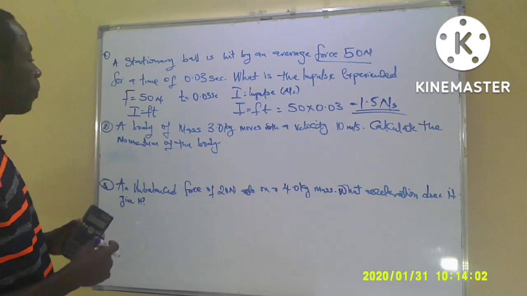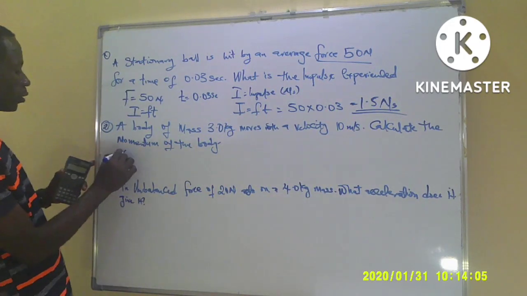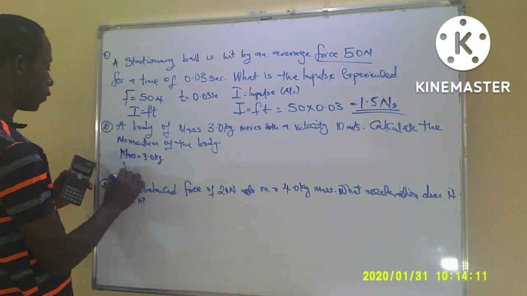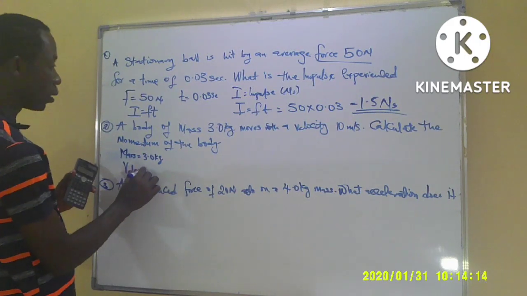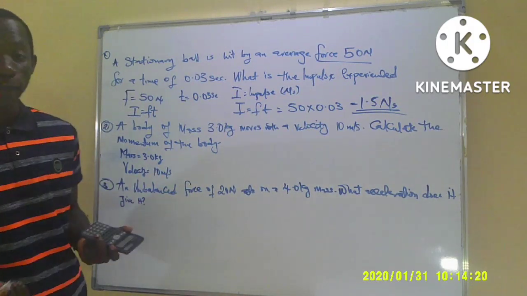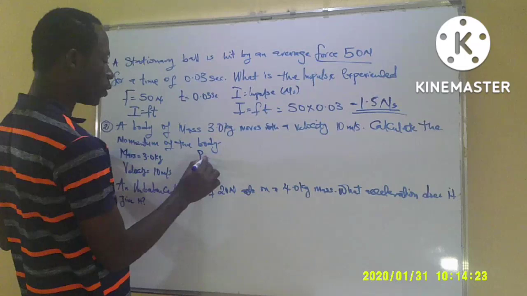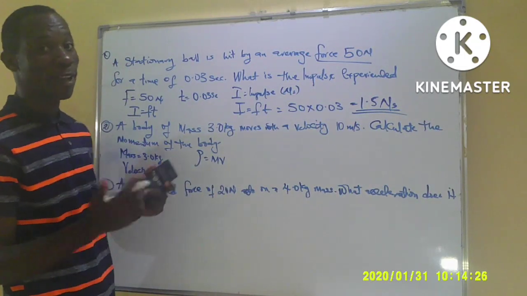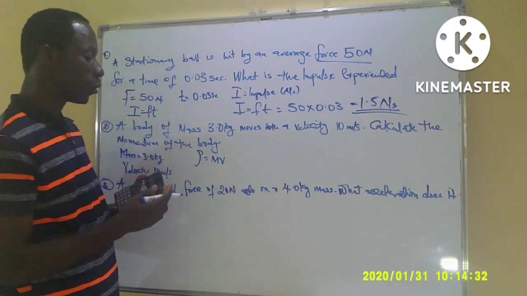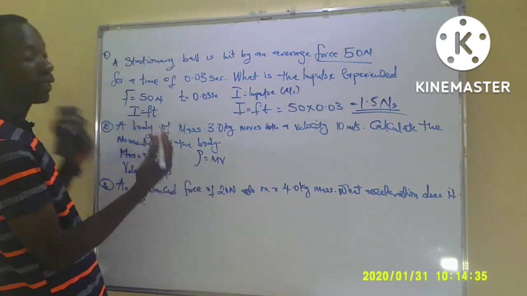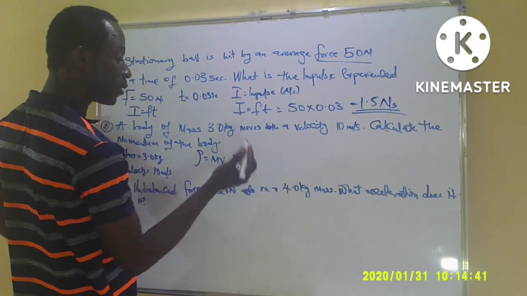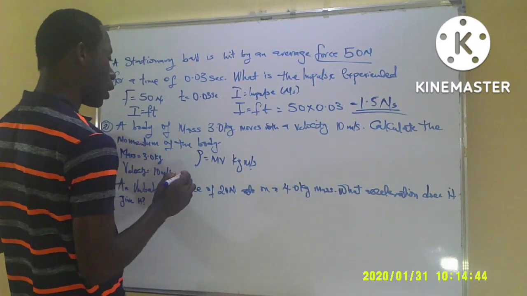A body of mass 3.0 kilogram, and a velocity v of 10 meters per second. Calculate the momentum. What's the formula for momentum? Remember, in our previous video I said momentum is mass times velocity. If you have not watched it, please go back to the immediate videos I shot on momentum. So m is the mass, v is the velocity, and the unit is kilogram meter per second, because the mass is in kilogram and the velocity is in meter per second.